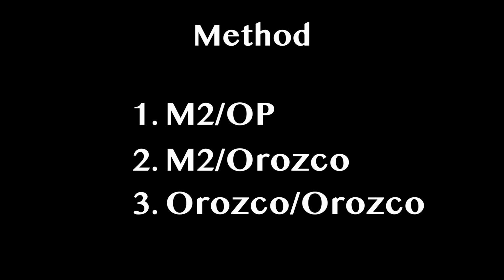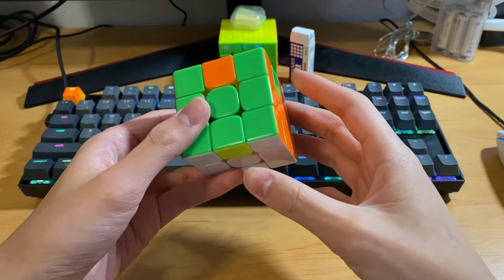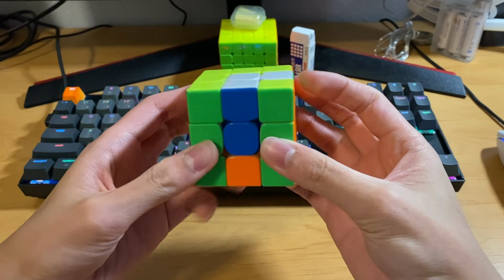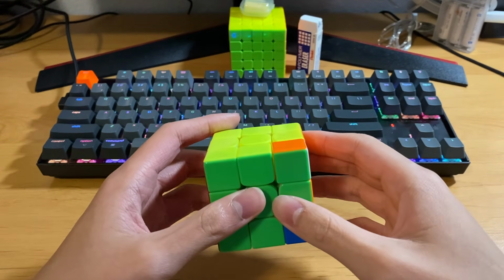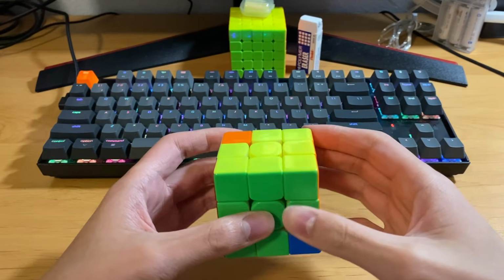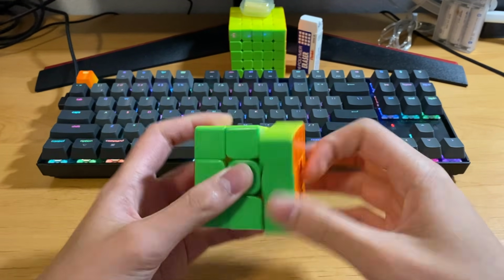and they're all pretty good. M2OP is the most popular method of these 3. With M2 edges, you set up pieces to UB, then swap DF and UB using an M2. With OP corners, you set up pieces to RDF, then swap UBL and RDF using a modified Y-perm.